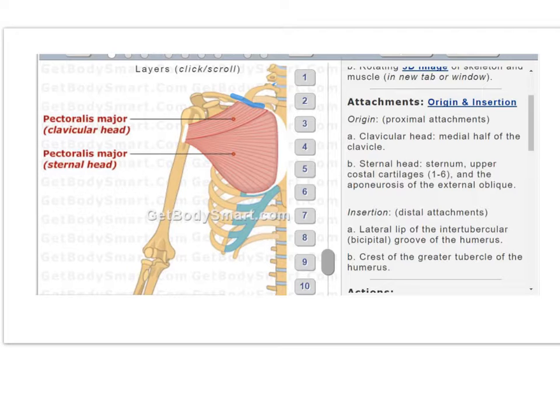The clavicular, sternum, and the costal cartilages. So I've color-coded those three origins, but they all insert at the same place on this part of the humerus. It looks like it's the intertubercular groove. And in fact, that's what it says. So you can see, looking at the direction the fibers run, if you were to pull on them and shorten them, this top part would bring the arm forward, and this part would bring the arm towards the chest.